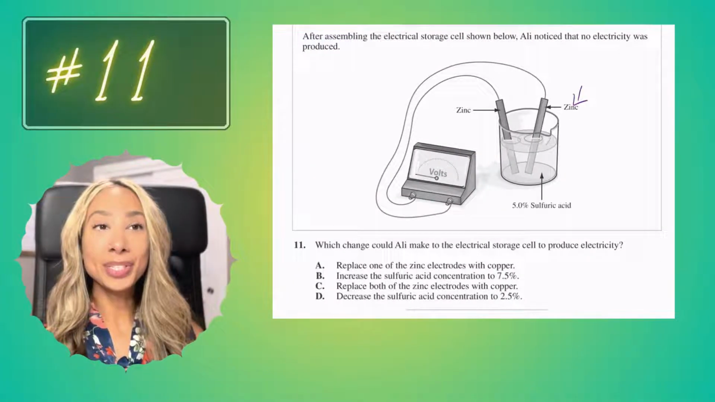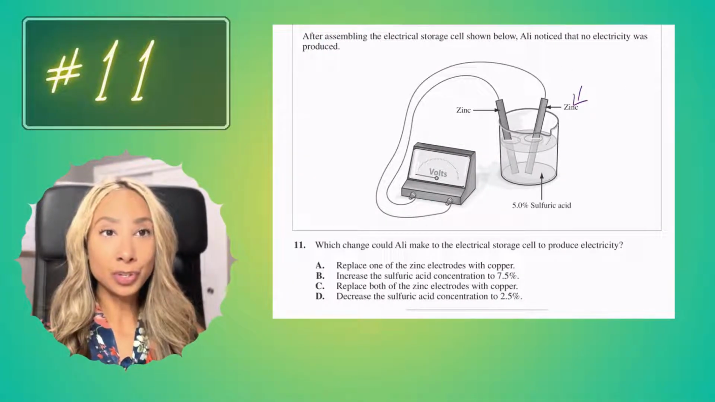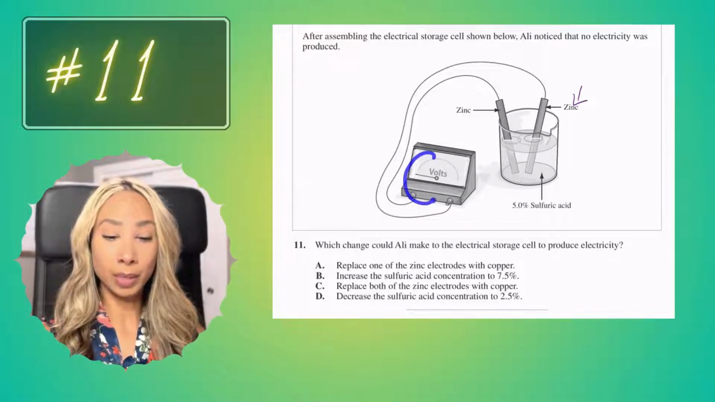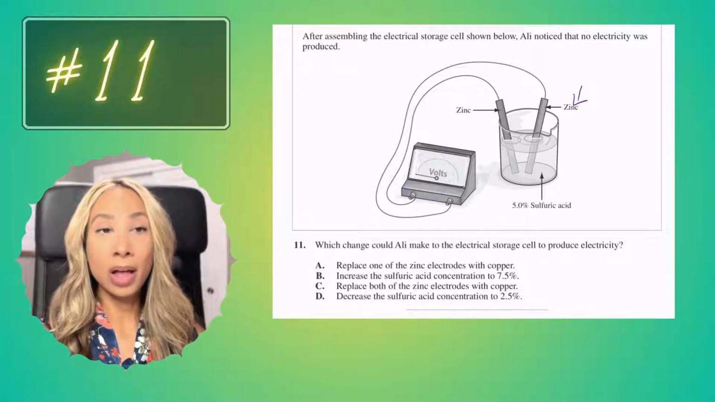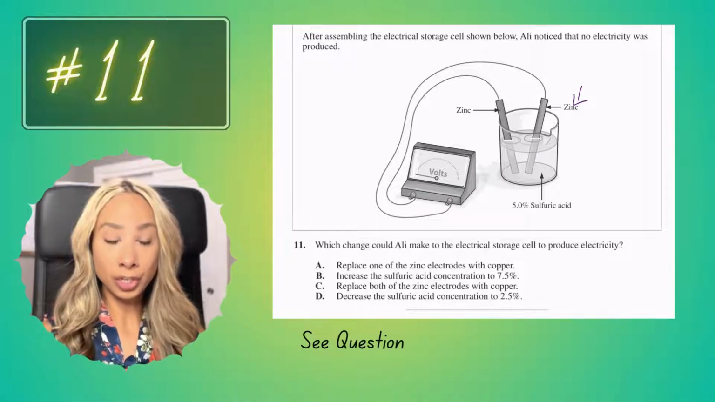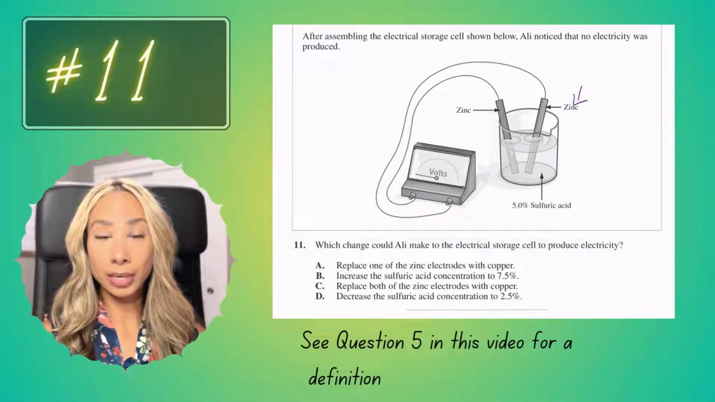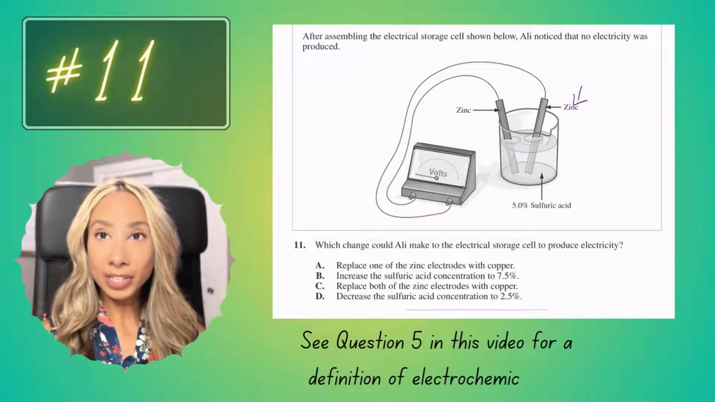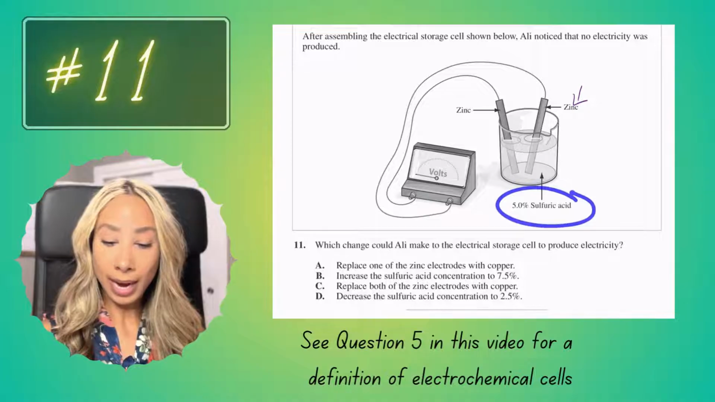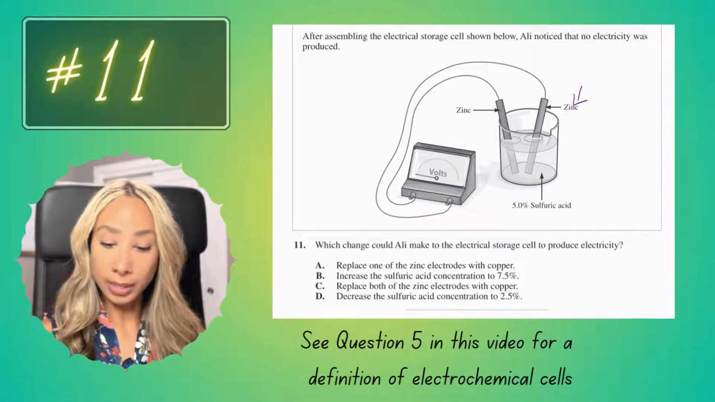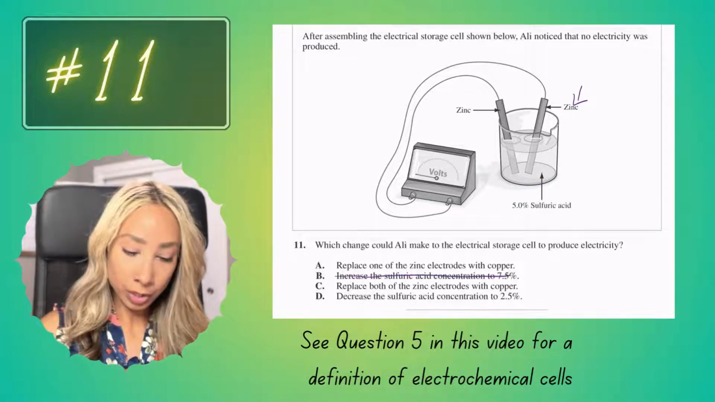Okay, number 11. So we have an electrical storage cell, and it says here, Ali noticed that no electricity was being produced. And we can see that right here. We want to know which change could Ali make to the electrical storage cell to produce electricity. So we kind of talked about this before. We know we need acid, so our acid is pretty good. That means we're probably not going to want to change that.